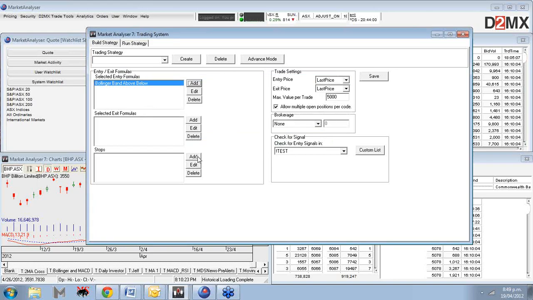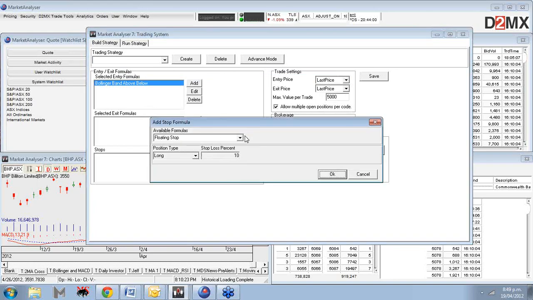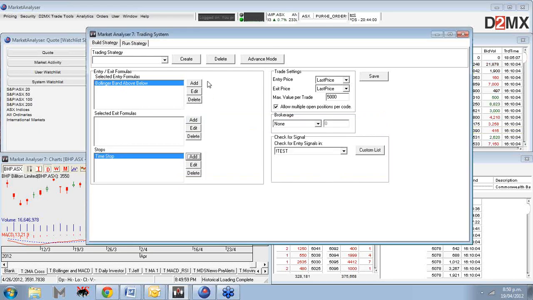Exit. I'll just show you one of the other exits in here. One I often use when I'm testing an idea is a time stop. The time stop basically just says get out X number of days after you get in. So let's say 1 day after I get in, I'm going to get out, regardless of whether I've got a profit or loss. Tell it OK. And I've created a new formula.